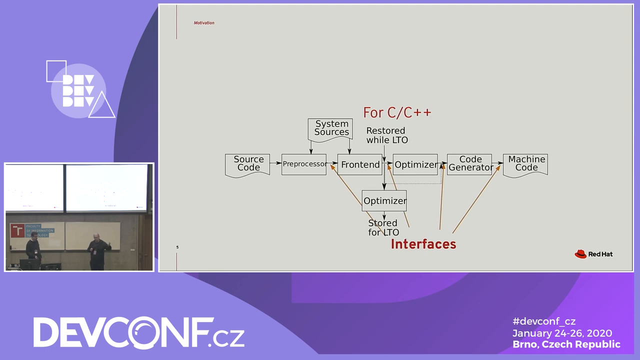So for instance, the D front end was just recently added in there. This was possible because there's a more or less fixed interface to the middle end. And we have a couple more coming in. I think Pascal, Modula-2 and so on might want to come in sometime soon, et cetera.